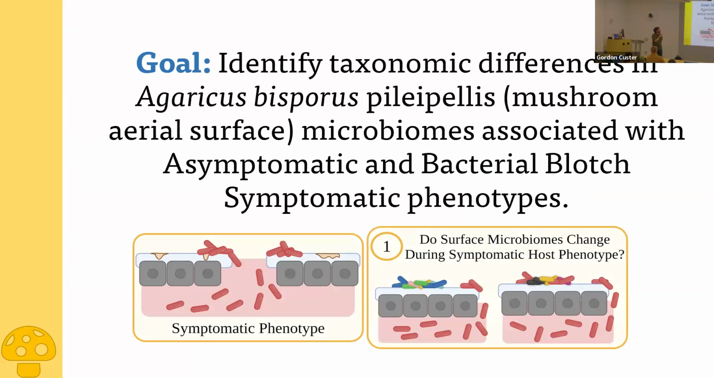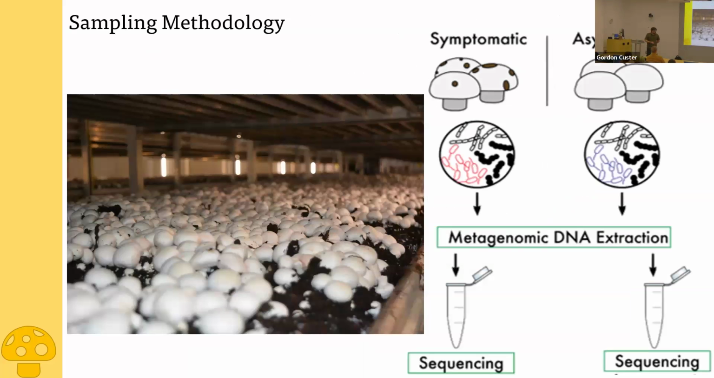It's really getting down to identifying these taxonomic differences in the Hylia pallis of Agaricus bisporus, which is that aerial surface, and with the associated asymptomatic and bacterial blotch symptomatic phenotypes. As I alluded to earlier, we went into a growing chamber and collected symptomatic mushrooms across the growing house. Wherever we found a symptomatic mushroom that we were going to collect, we collected an asymptomatic mushroom next to it. These two are considered paired samples, asymptomatic and symptomatic.